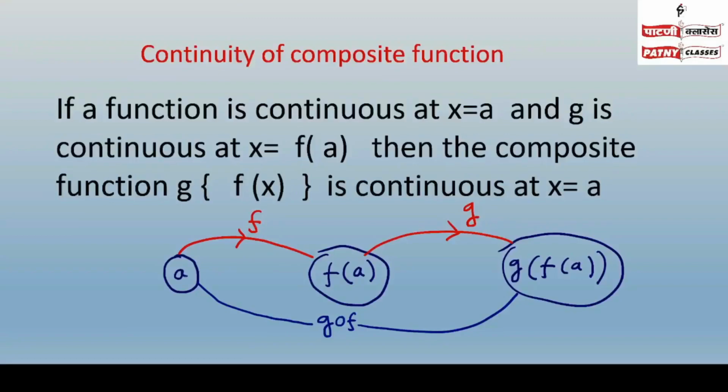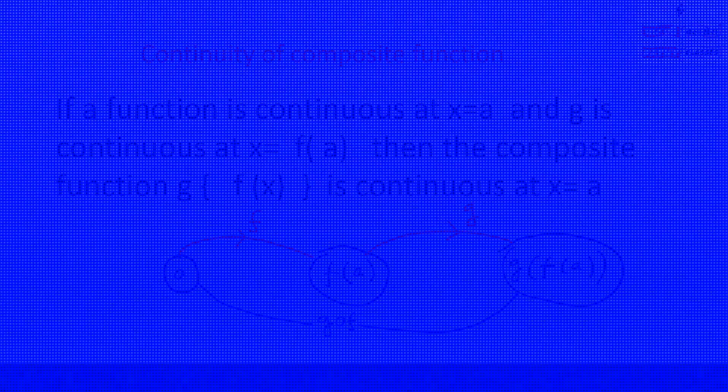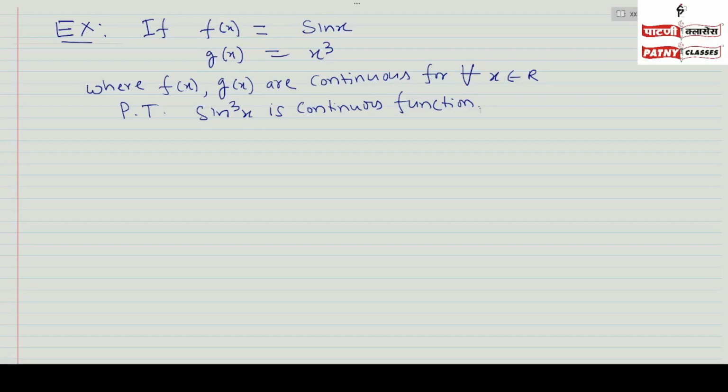Continuity of a composite function. If f is continuous at x equals a and g is continuous at x equals f of a, then the composite function g of f of x is continuous at x equals a. On the basis of this, let us consider one example.